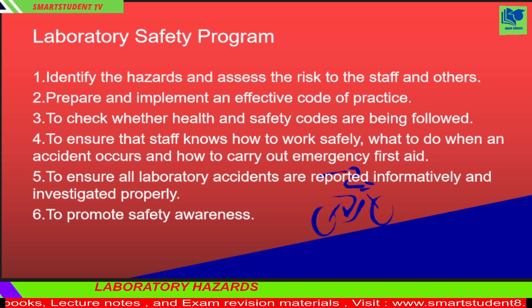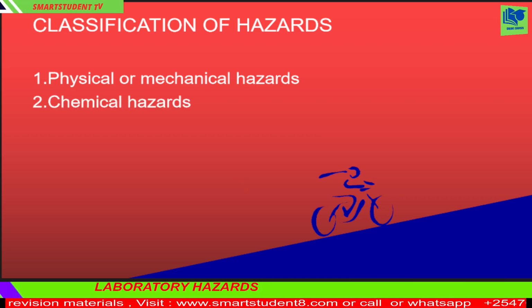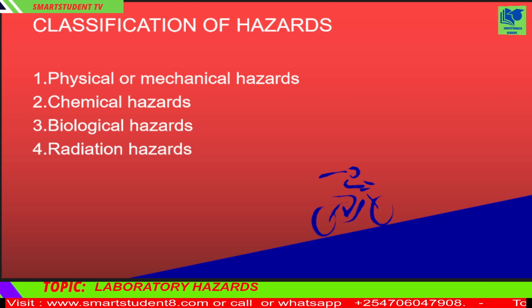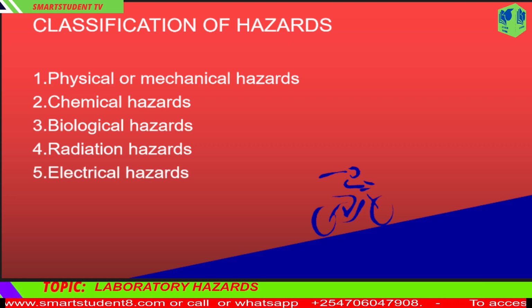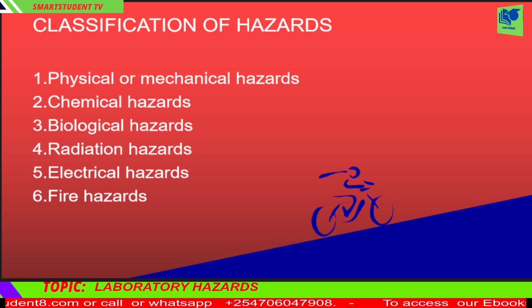Laboratory hazards are grouped according to their causes. They consist of: 1. Physical or mechanical hazards. 2. Chemical hazards. 3. Biological hazards. 4. Radiation hazards. 5. Electrical hazards. 6. Fire hazards. Let's begin by looking at the first one.